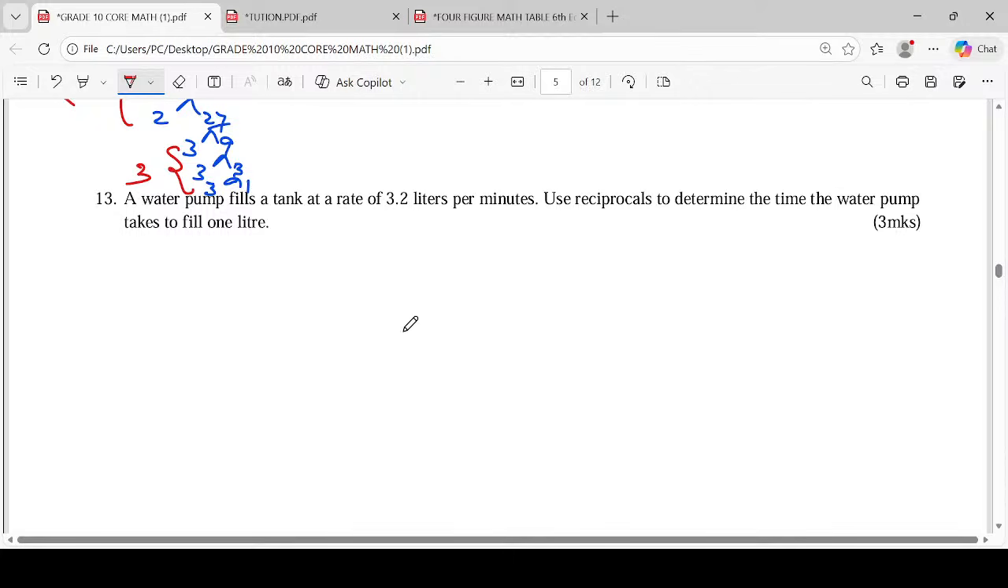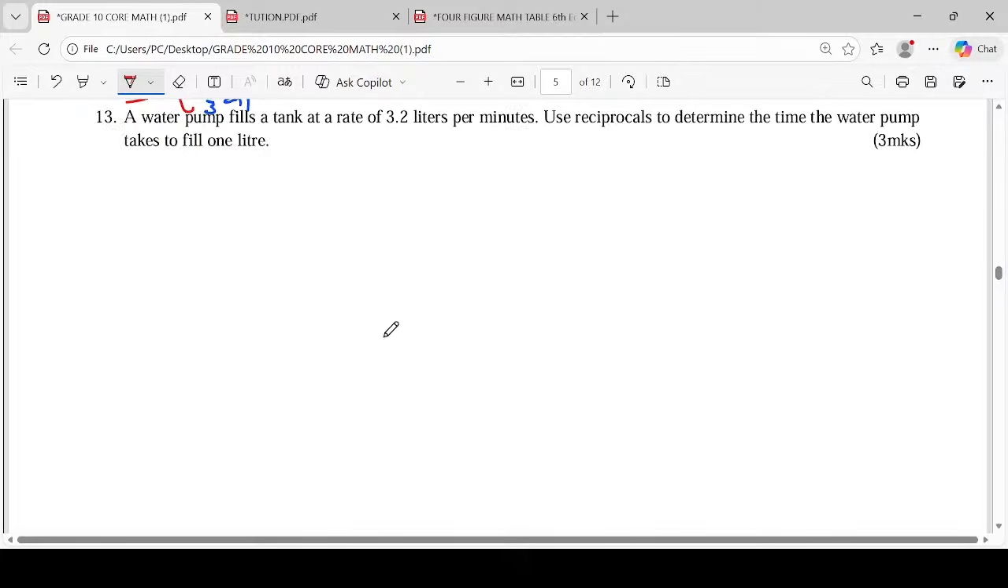We are going to question number 13. A water pump fills a tank at a rate of 3.2 liters per minute. Use reciprocals to determine the time the water pump takes to fill 1 liter. So we are being told 3.2 liters per minute.